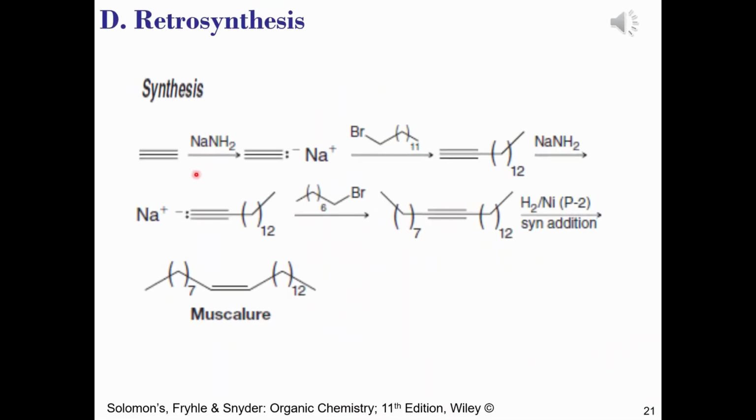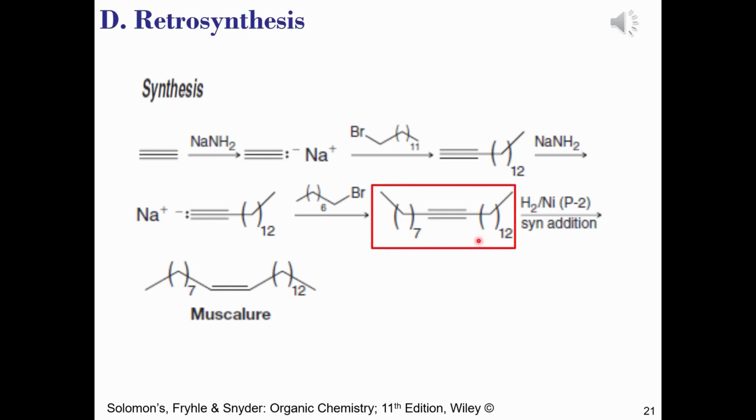And now we can take a look at what happens when we come forwards. So the synthetic strategy would be to start with ethyne, deprotonate this with sodamide in liquid ammonia. We then, in the second step, alkylate the acetylide anion using SN2 with 1-bromoundecane. Once we have the tridec-1-yne, this is treated with a second equivalent of sodamide in liquid ammonia again to form the alkanide anion. We react this again by a second SN2 reaction with 1-bromoheptane to give the alkyne that we see here.